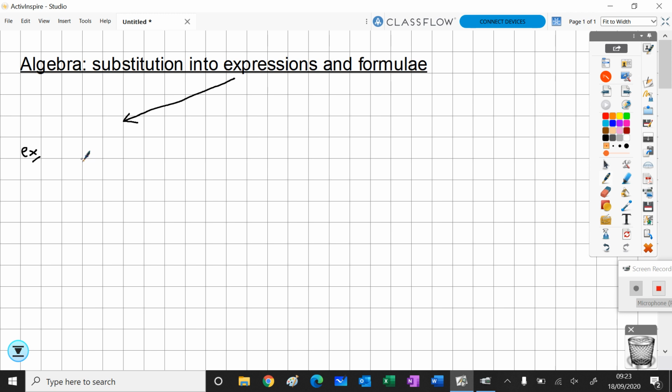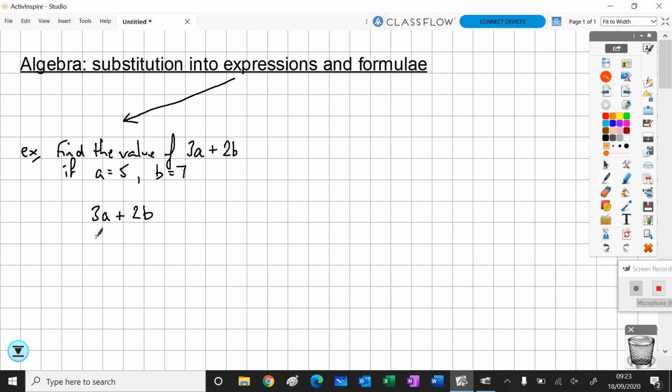The question might say something like this: find the value of 3a plus 2b if a equals 5 and b equals 7. Now, in this question, what you do, you start by just writing out that first line. There's no possible excuse for saying you're stuck if you haven't written out the first line.